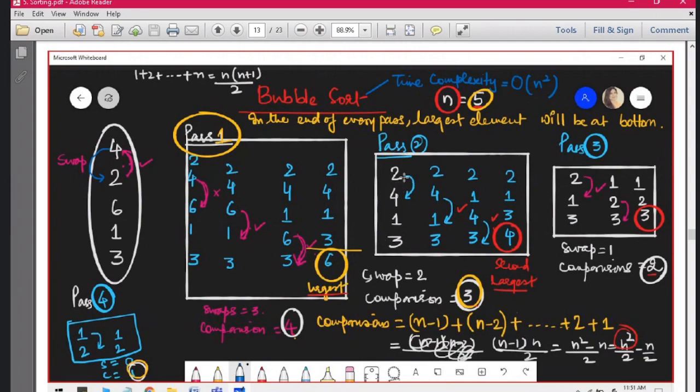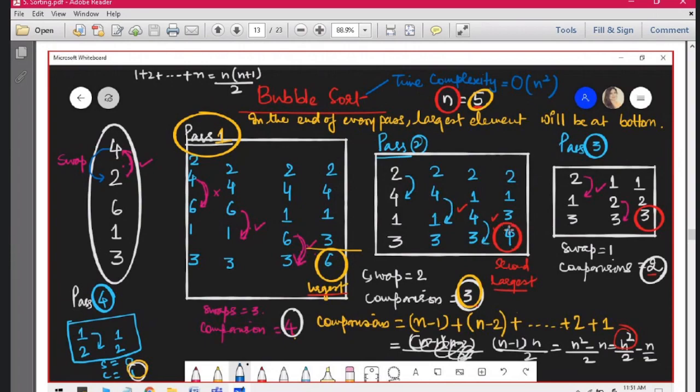So this is pass 2. Now 2 is smaller than 4, so there is no swap. We will compare 4 with 1. 4 is greater than 1, so there will be a swap. I have put a tick mark here, and we have changed their position. Now we have 1 and 4 here. Now 4 will be compared with 3. 4 is greater than 3, so there will be a swap. 3 will come here and 4 will come here. So this is complete pass 2.